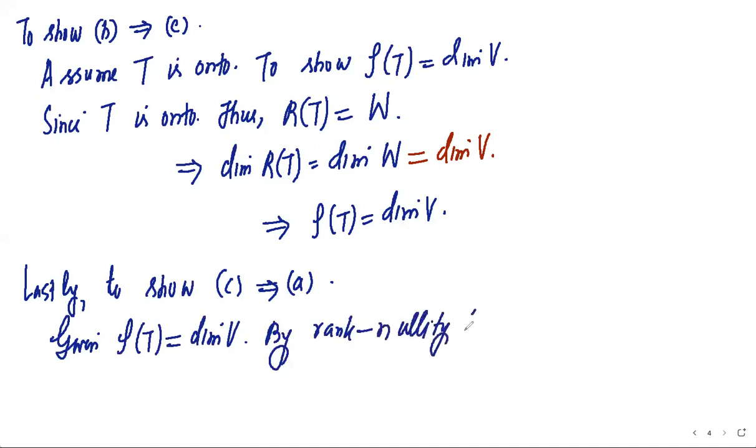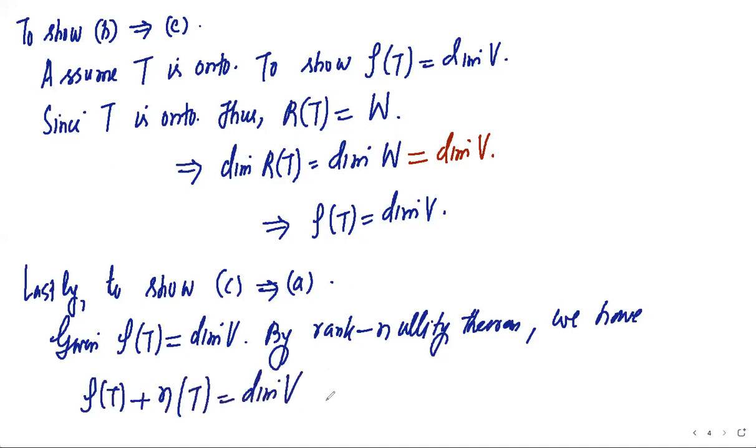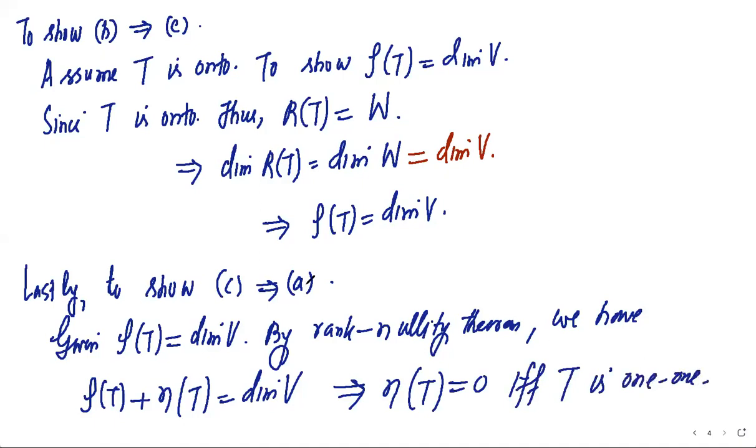By rank nullity theorem, we have rank of T plus nullity of T is equal to dimension of V. So now since rank of T is equal to dimension of V, when we cancel out these two terms and both are finite dimensional, this implies nullity of T is equal to 0, and nullity of T is 0 if and only if T is one-one. तो ये हमें प्रूव करना था, T is one-one. ठीक है. तो समझ आया आपको ये? Yes, sir.